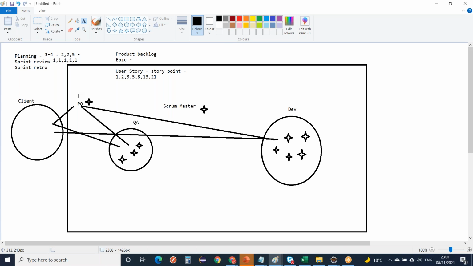Okay, so each one will get a chance to give those points, each member, because they are working, right? So they will be giving those points, that okay, this is taking much more, this is much more complex, so I'll be taking it as a 5 pointer story. Okay, yes, got it.